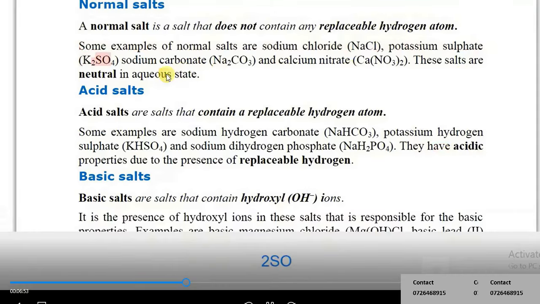These salts are neutral in aqueous state. They are not acidic, they are not basic, therefore they are neutral.